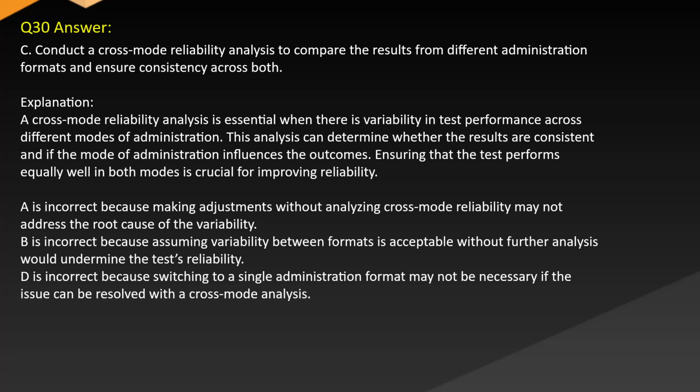A is incorrect because making adjustments without analyzing cross-mode reliability may not address the root cause of the variability. B is incorrect because assuming variability between formats is acceptable without further analysis would undermine the test's reliability. D is incorrect because switching to a single administration format may not be necessary if the issue can be resolved with cross-mode analysis.